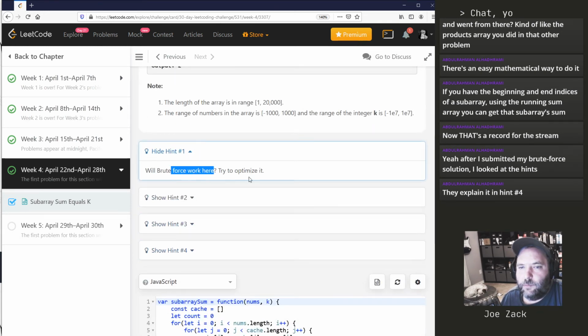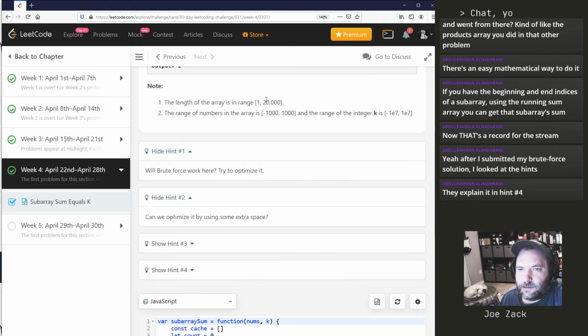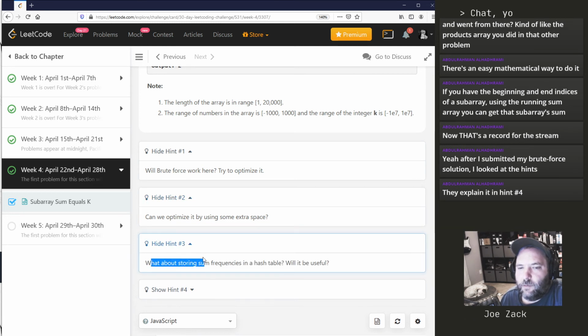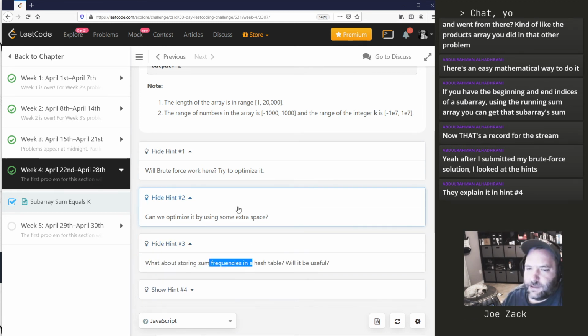So hint 1, will brute force work? Maybe. These numbers were pretty big though. A 20,000 array is nothing to sniff at. Can we optimize it by using some extra space? I did. What about storing some frequencies in a hash table? Okay, yeah, and so that's essentially what we did.